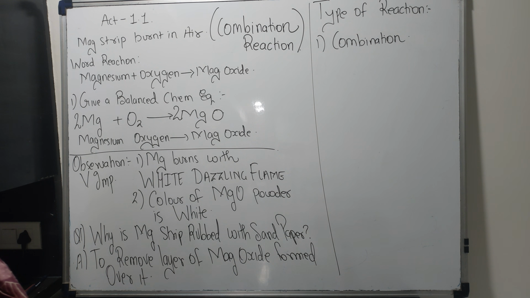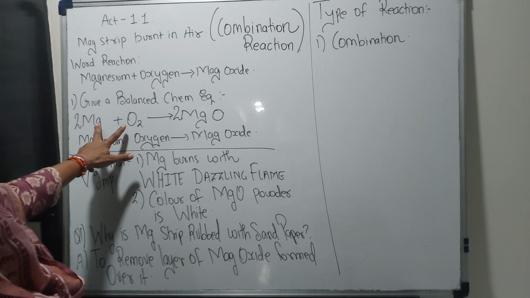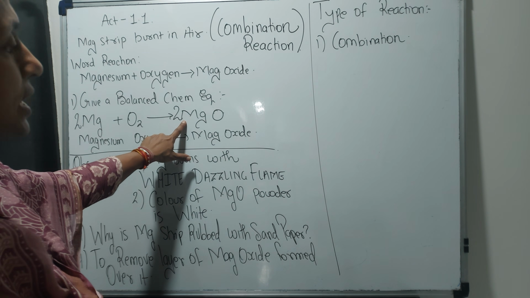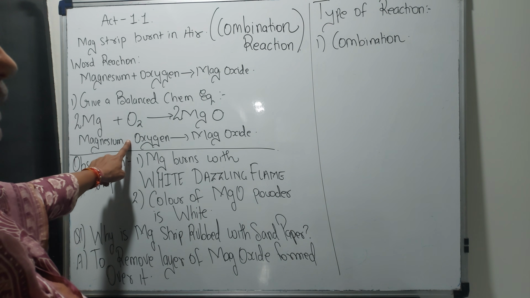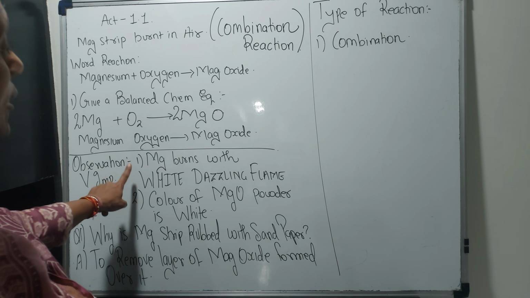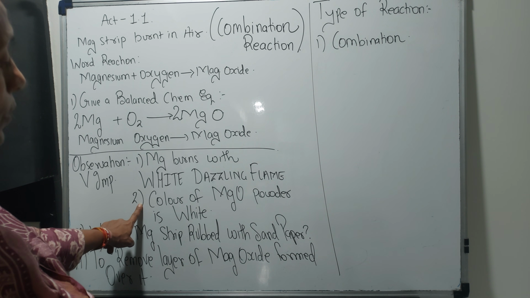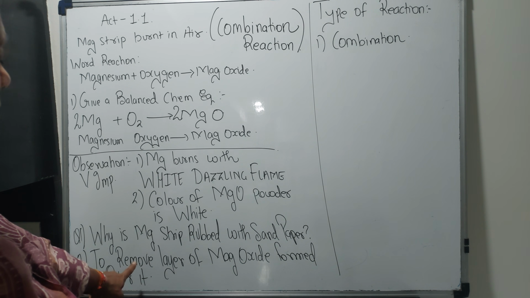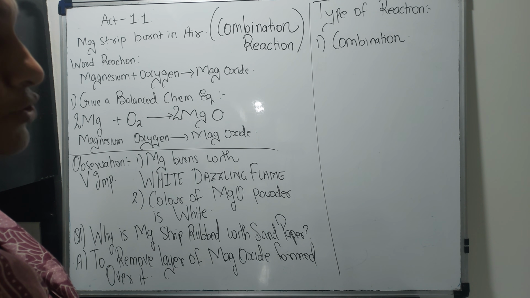You can definitely say it's an example of a combination reaction, because here two reactants combine to form a single product. Very quickly I summarize. Be sure with the balanced chemical equation. Color of magnesium flame, white dazzling. Color of magnesium oxide, white. And the reason for rubbing with sandpaper is to remove the layer of magnesium oxide.